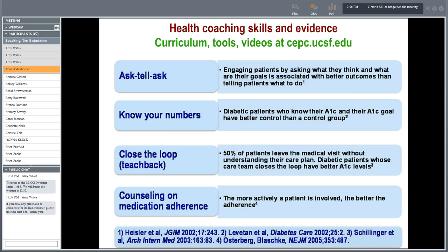In general, do you feel like the patients with diabetes that you work with know what their A1C is and know what their A1C goal is? Anyone want to say anything about what you think about that? Yes. They know those things. Okay. Anyone feel like they don't know them? A lot of the patients don't know their A1C and their A1C goal?